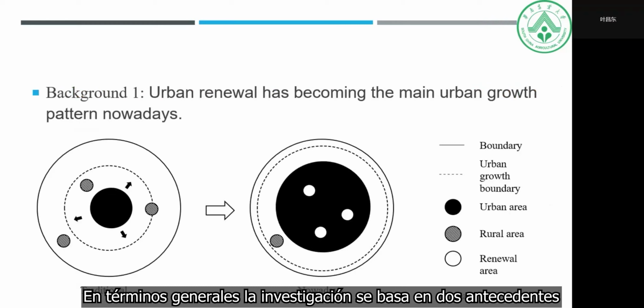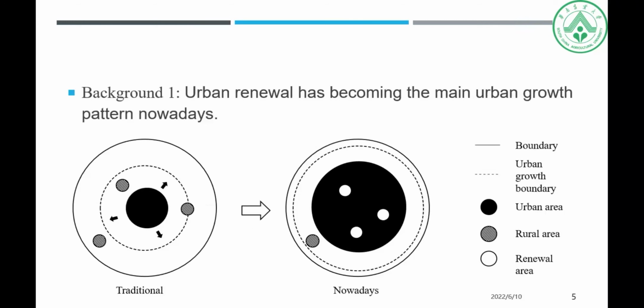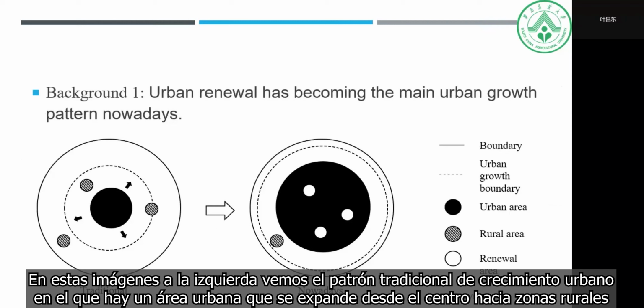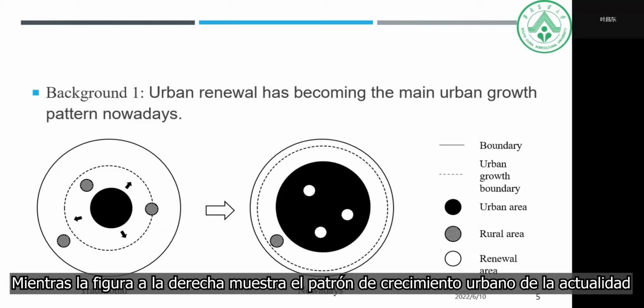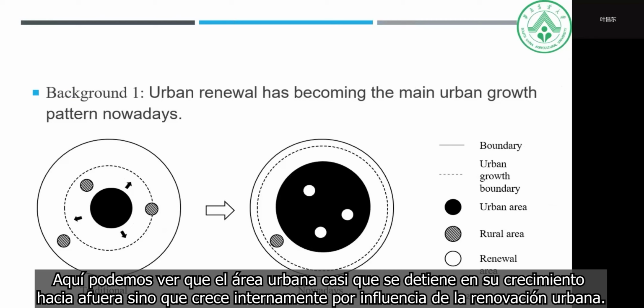Generally speaking, our research is based on two backgrounds. The first background is that urban renewal has become the main urban growth pattern nowadays. From the figures in this page, on the left side is the traditional urban growth pattern, where the urban area expands from the center outwards to rural area, and thus is a sprawl growth pattern. While the figure on the right side shows the new urban growth pattern nowadays, where the urban area almost stops growing outwards, but grows instead by being infilled, mainly by urban renewal.